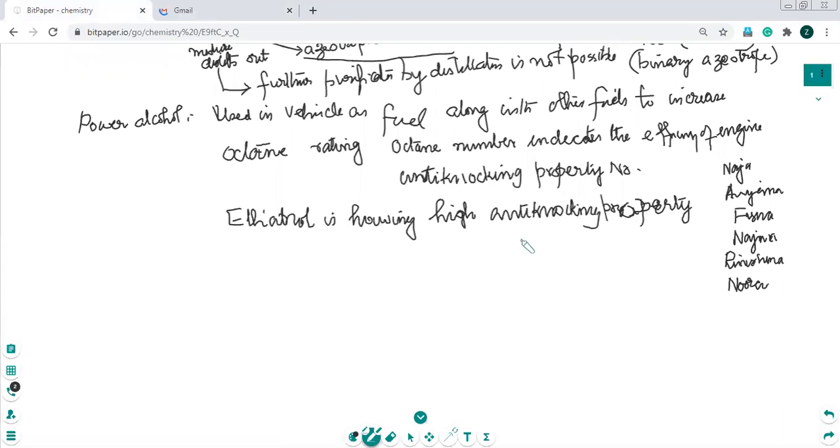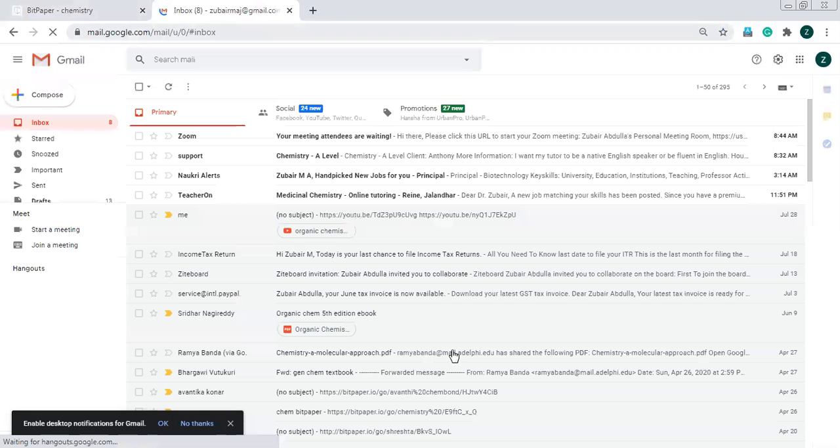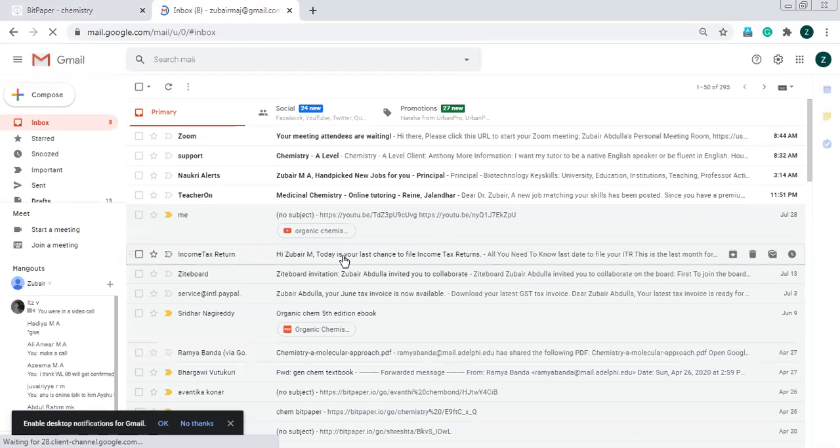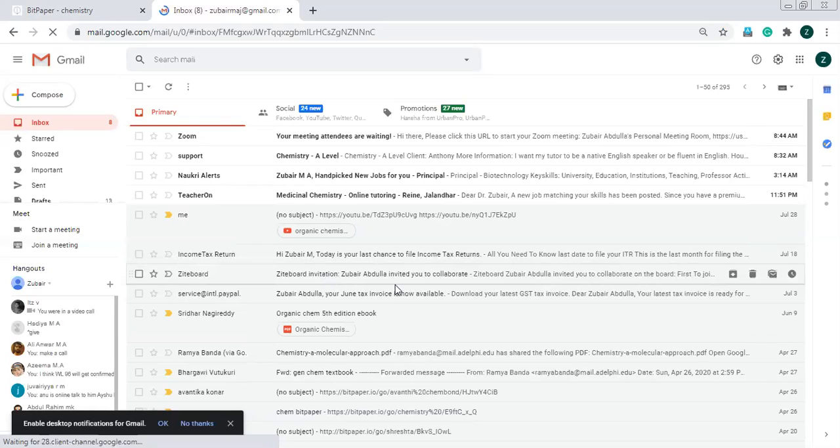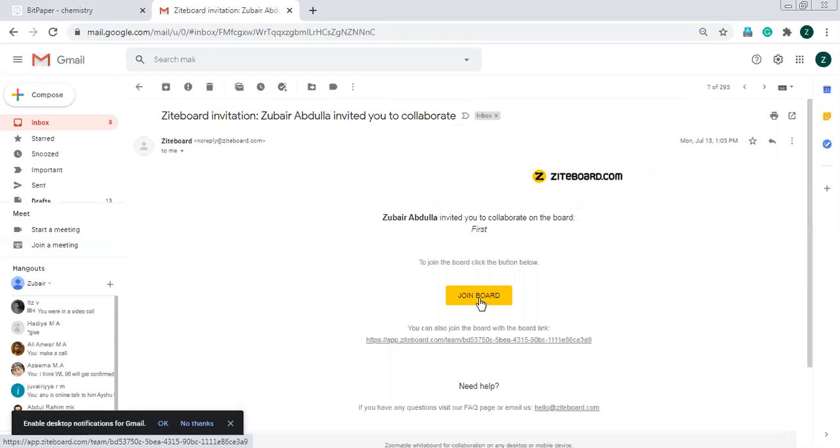So ethanol is having a very high anti-knocking property, but it is having a very low calorific value. Writing is very, very difficult. Let me see whether I can take the other move. Just hold on.